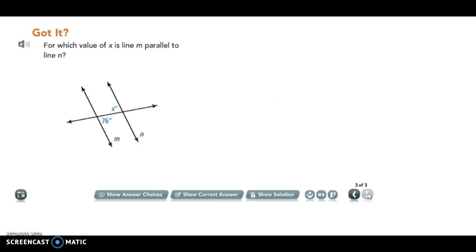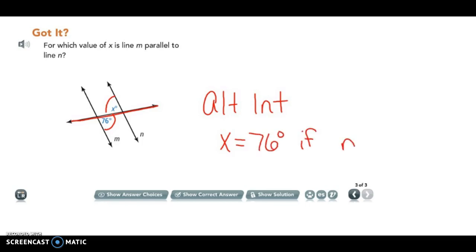This one wants to know, for which value of X is line M parallel to line N? Okay, so we're going to take a quick look. 76 and X are both on the inside, and they're on opposite sides of the transversal that goes through. So they're alternate interior angles. Alternate interior angles are congruent if their lines are parallel. Therefore, X must be 76 if M is parallel to N.